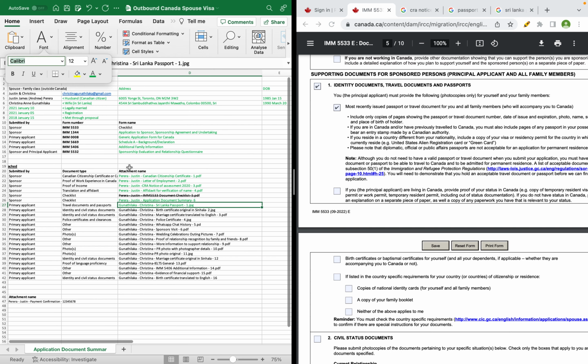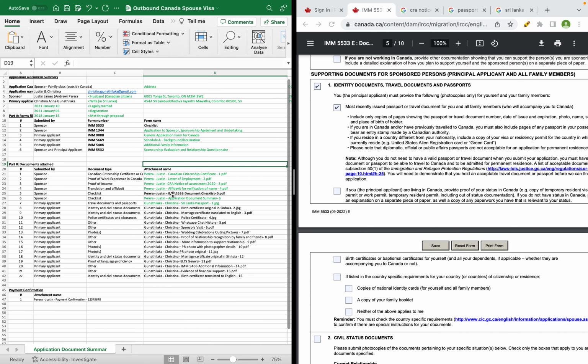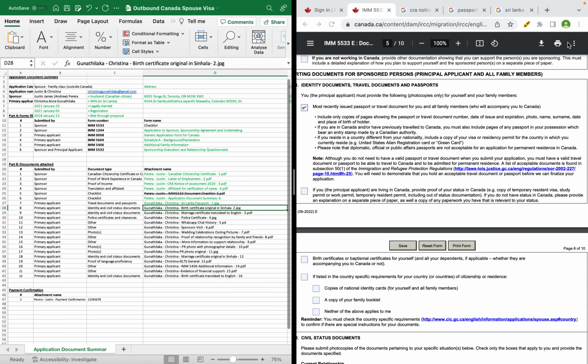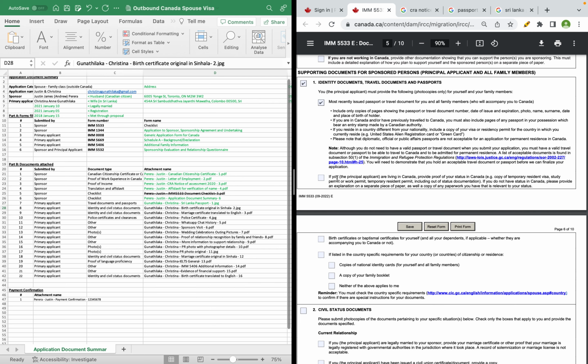Try to find the most relevant category from the document type section. Then the next one. Let's keep moving. I'll minimize this a bit so it's easy to see. If you, the principal applicant, are living in Canada, provide proof of your status in Canada. If you do not have status, please provide an explanation on a separate piece of paper. I was not living in Canada, so this was not relevant for me.